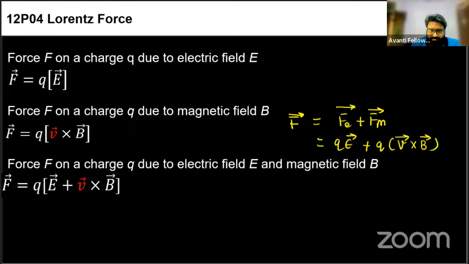So F vector will become what? We took q common. It will become q times E vector plus v vector cross B vector. Okay?